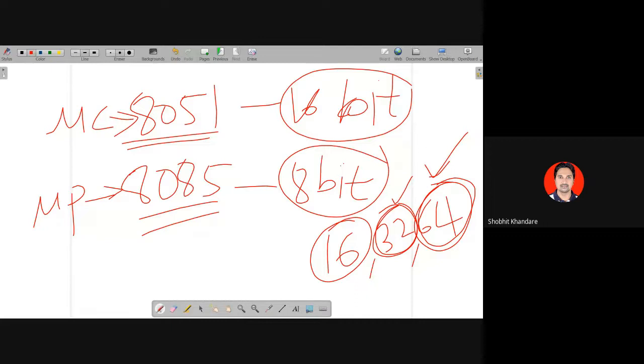Now, when you talk about a 16 bit processor or a 16 bit microcontroller, the important thing is that your ALU, your arithmetic and logical unit, can process that much of data in a single time.